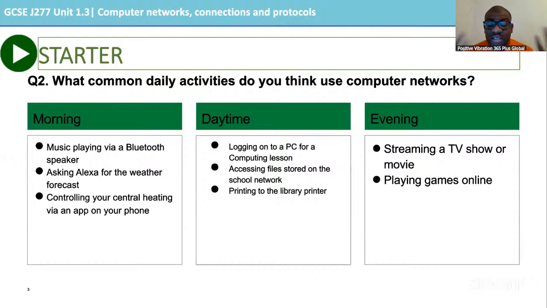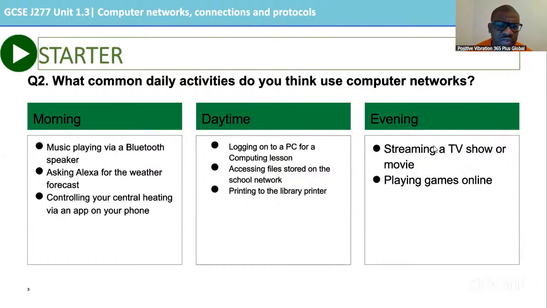If you went to the library and had to print something from your computer, it is only possible if the two devices are connected some way, whether by wire or by wireless. And so that's another way you may have used a network.